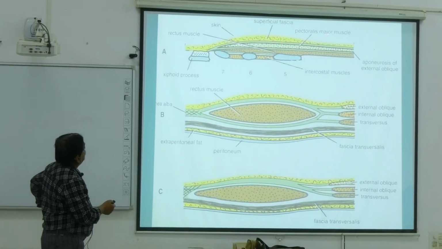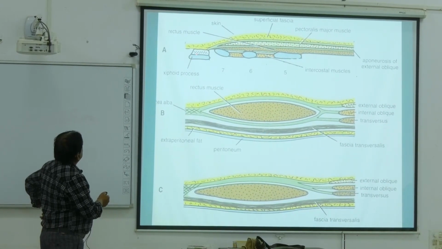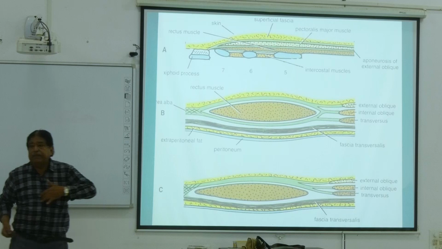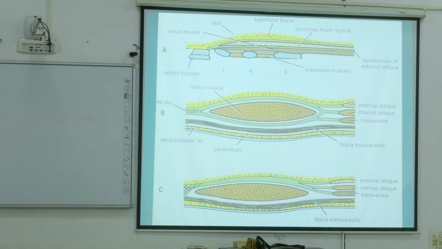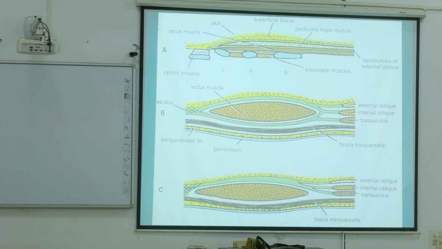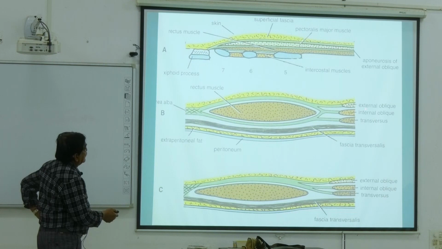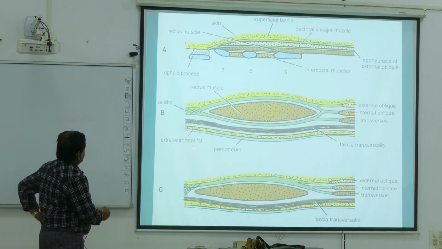Now see the superficial fascia, pectoralis major muscle, the rectus muscle is here. This is the xiphoid process. See the level, from this level this whole rectus sheath comes. Now you see these diagrams, every book you have. So please get your knowledge today if you want to read it. Now you see similarly external oblique, internal oblique, transversus, fascia transversalis, peritoneum.